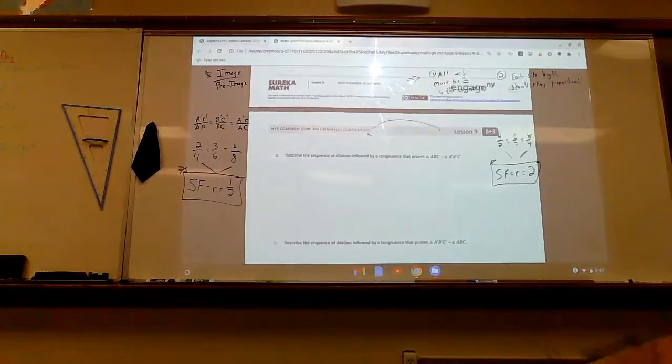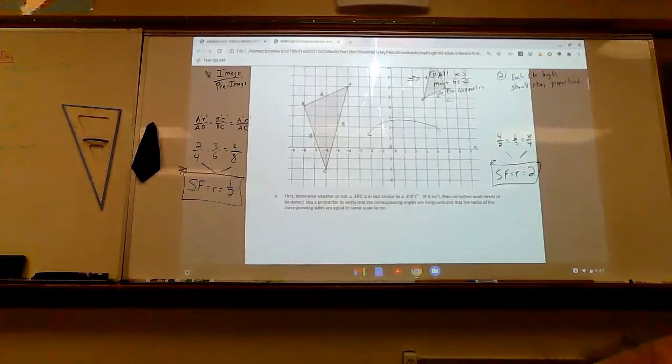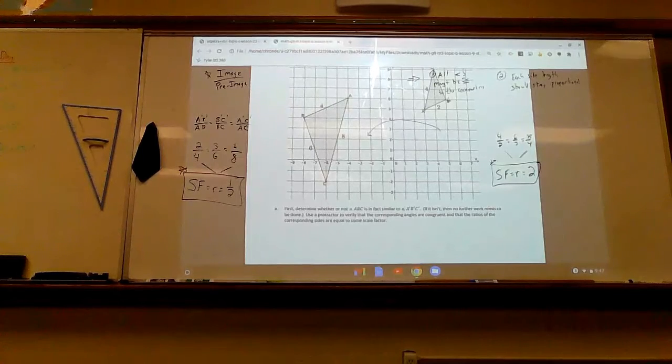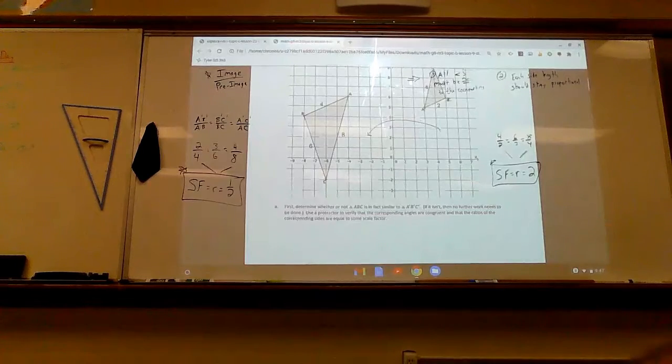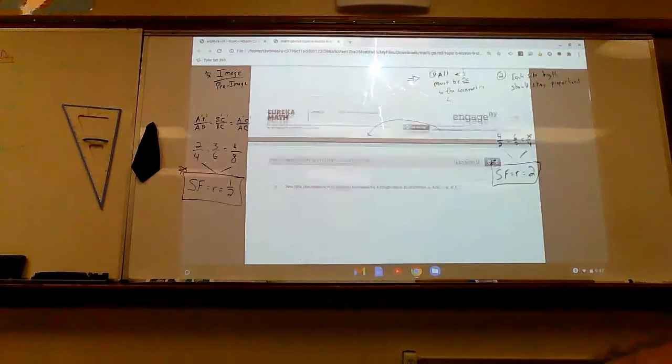Okay, so first, determine whether or not triangle ABC is in fact similar. Yeah, we did that. Use a protractor to verify that the corresponding angles are congruent. I'm telling you that the angles are congruent. Why? Because I've proven that the scale factors are proportional. Therefore, it's going to be similar. But now we come to this one.